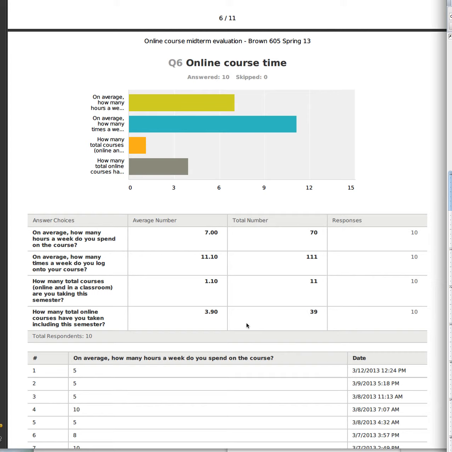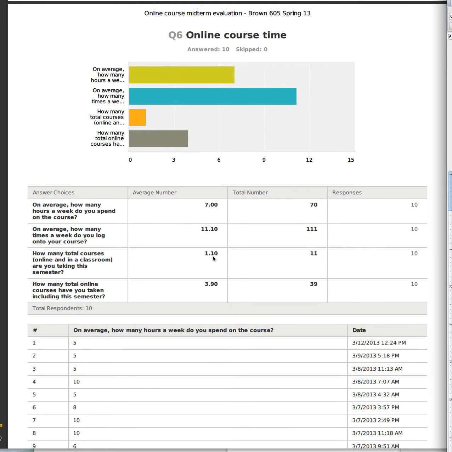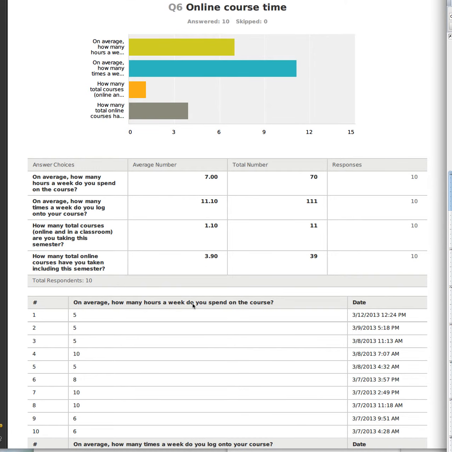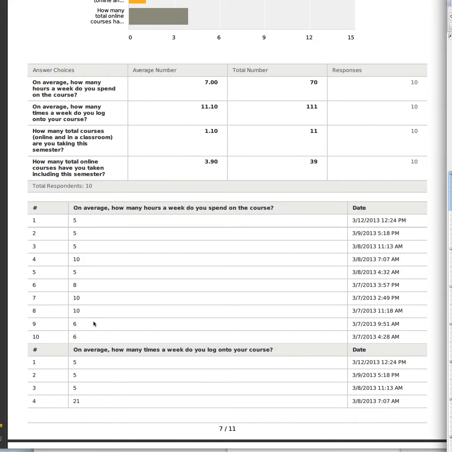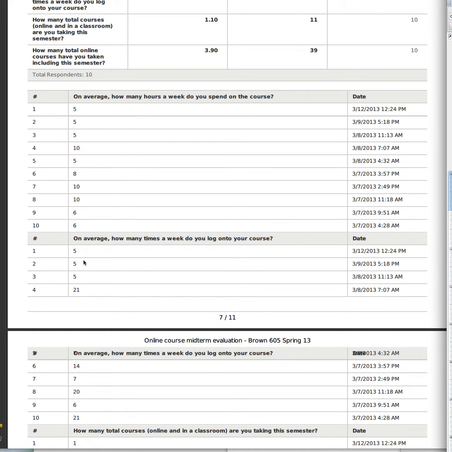This information is interesting in terms of how many average hours people spend on the course per week, how many times a week people on average log into the class, how many total online courses people are taking this semester, and how many they've taken including this semester. And you can see individual responses that got this average of 7. And you can see for the most part people put 5 or 6, but then we have 3 people who spend 10 hours a week on the course.